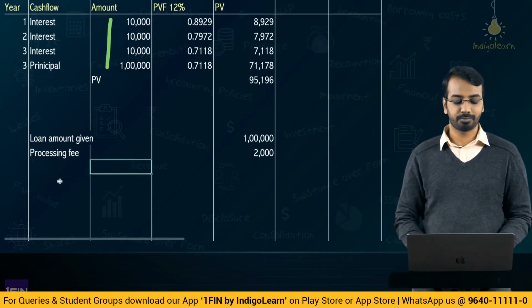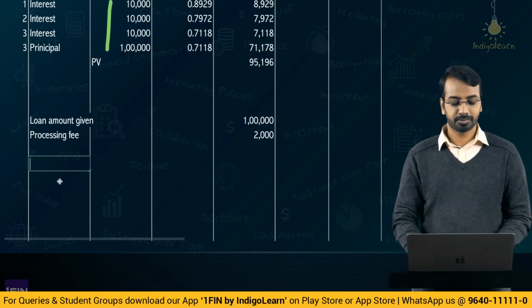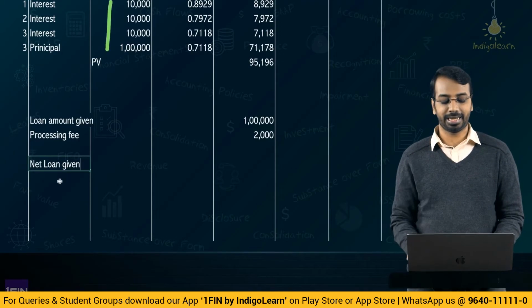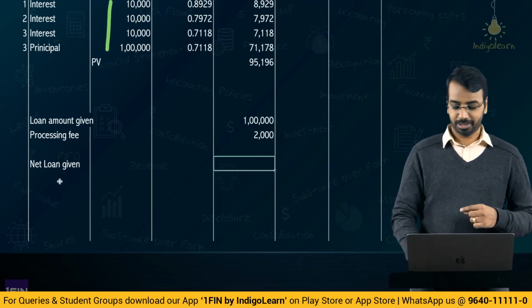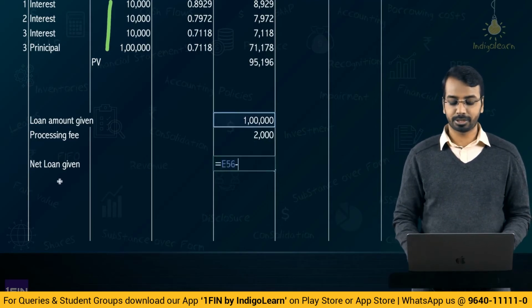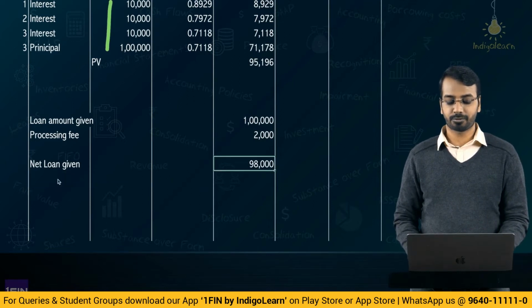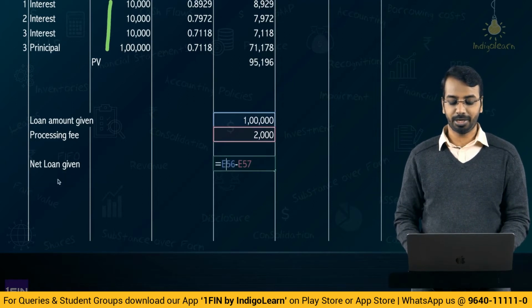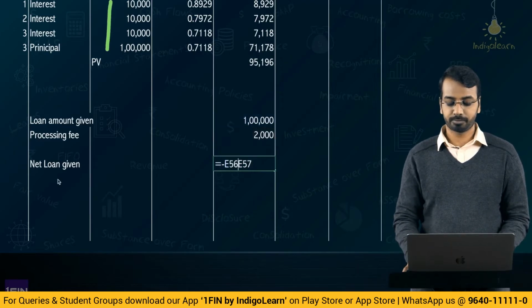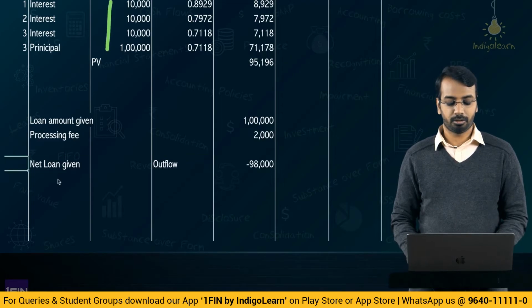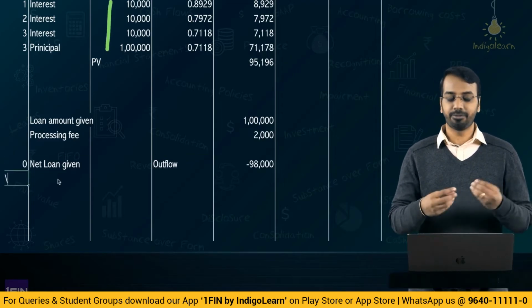Correct? So, here, net loan given. I am using this term net loan given, we will come to the exact technicalities later. Net loan given today is what? 1 lakh minus 2000. So from the company's point of view, there is an outflow. So if I have to put it in a proper way, there is an outflow of 98,000 on day 0. So today I gave you 98,000.